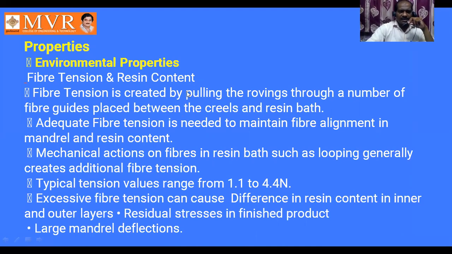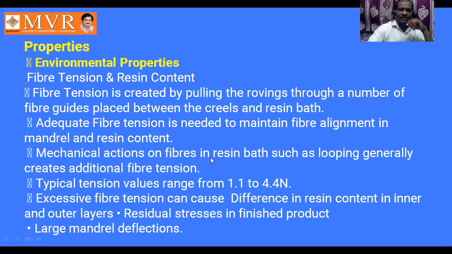Fiber tension is created by pulling the rovings through a number of fiber guides placed between the creels and resin bath. Between the creels and resin bath, we are going to keep the fiber guides. So those are going to control the tension in the wire. Adequate fiber tension is needed to maintain fiber alignment on the mandrel and resin content. So fiber alignment purely depends upon the mandrel and resin content.